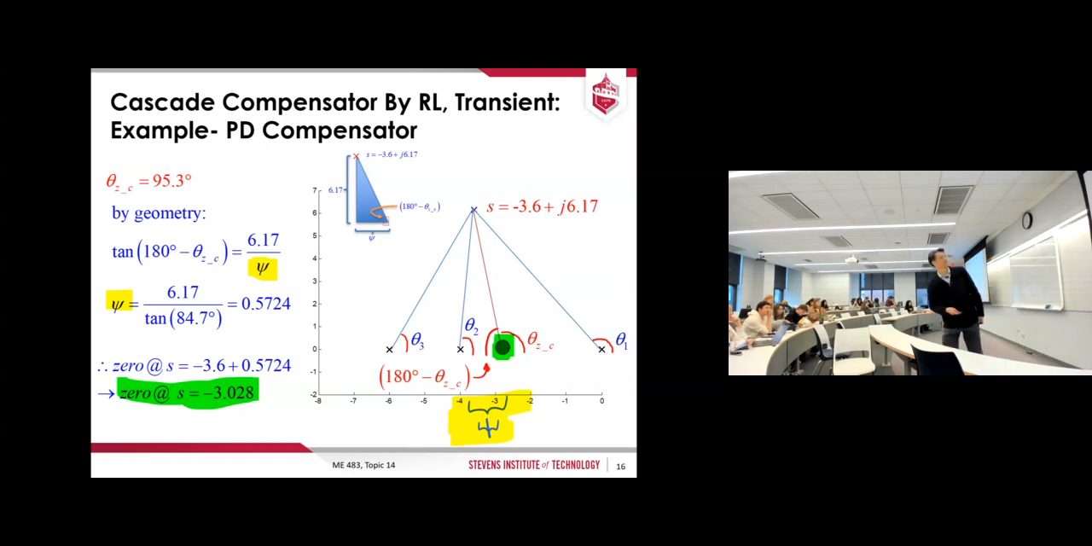Because we just put it somewhere earlier and didn't know, right? So the zero is over here, at negative 3.028.